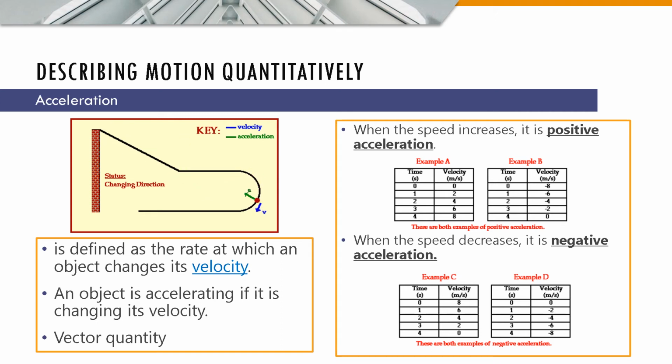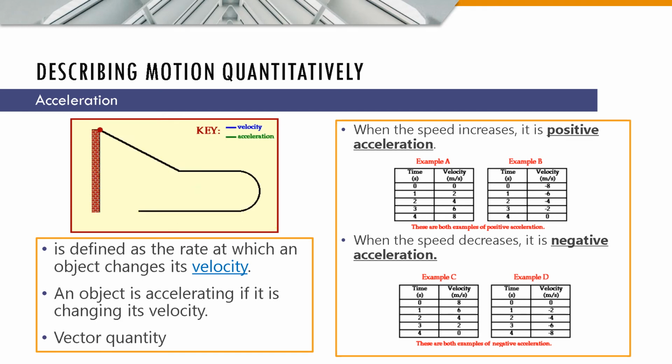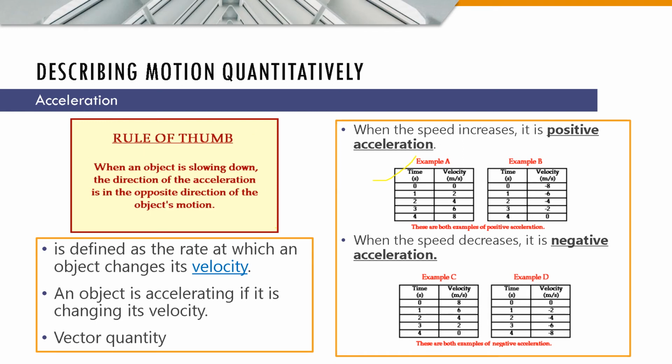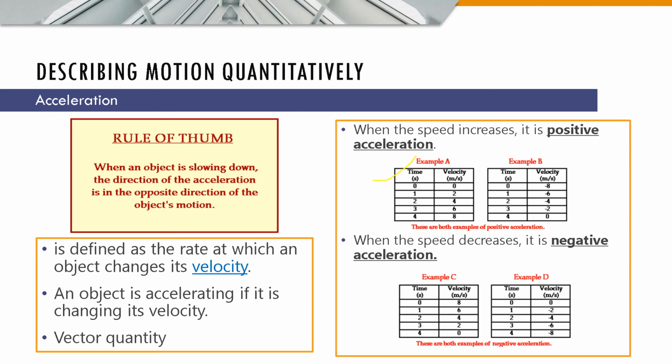So, kapag nag-increase po ang velocity, then it means positive acceleration. Just like what is shown in this table po. So, yan. Yung nasa table po na yan. That is both positive acceleration. But when the speed decreases or the velocity decreases, then it is negative acceleration. Yung ibig sabihin po nun, bumabagal siya. It's either bumabagal or suddenly nag-stop siya. So, negative acceleration ang tawag doon.